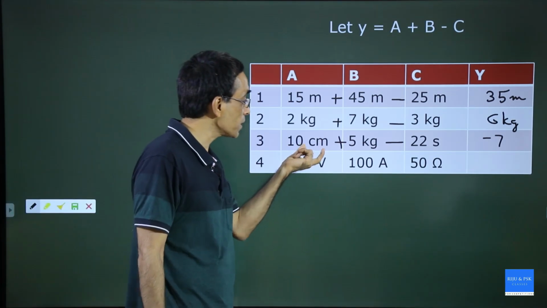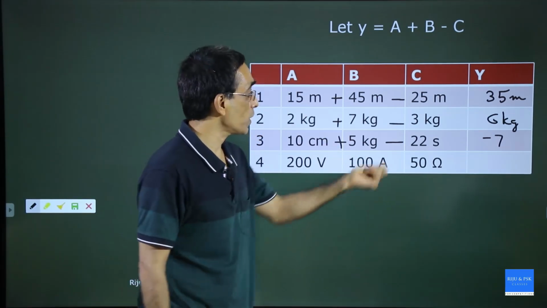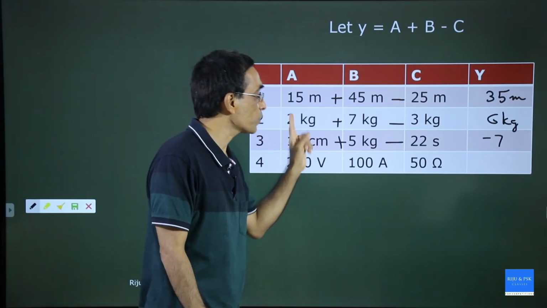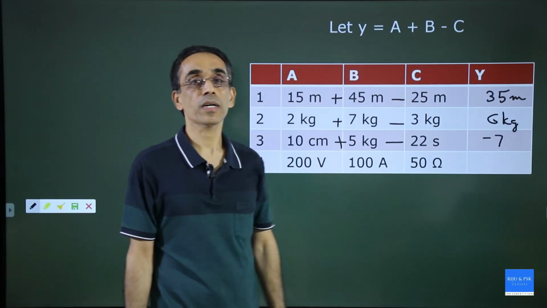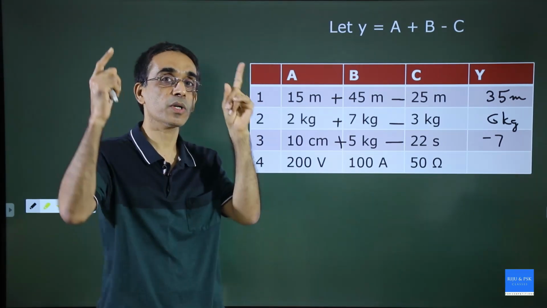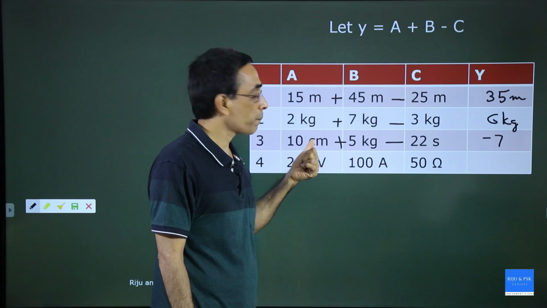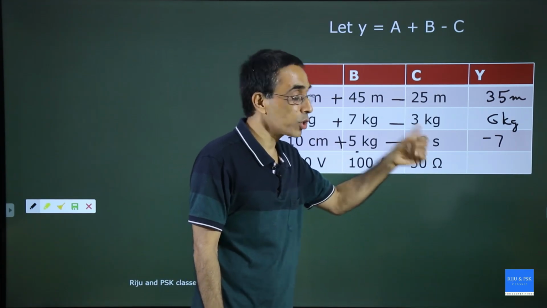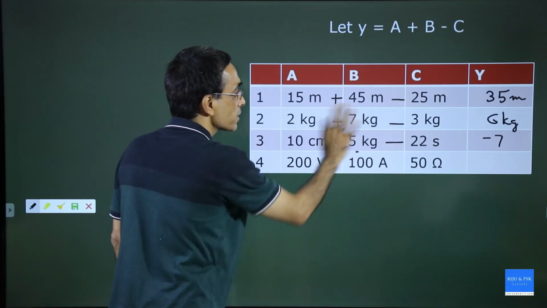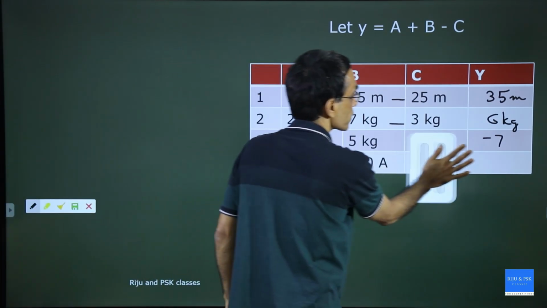What is this first term? It is centimeter. It's a length. What is the second term? It's kilogram, mass. And what is the third term? It's second, time. Can you add length with the mass and subtract time from that? You can't. I told you in the beginning, you can't add your weight and your height, because this is like 10 apple plus 5 orange minus 22 pineapple. You can never do this. So the third case is impossible. You can't do the third one.